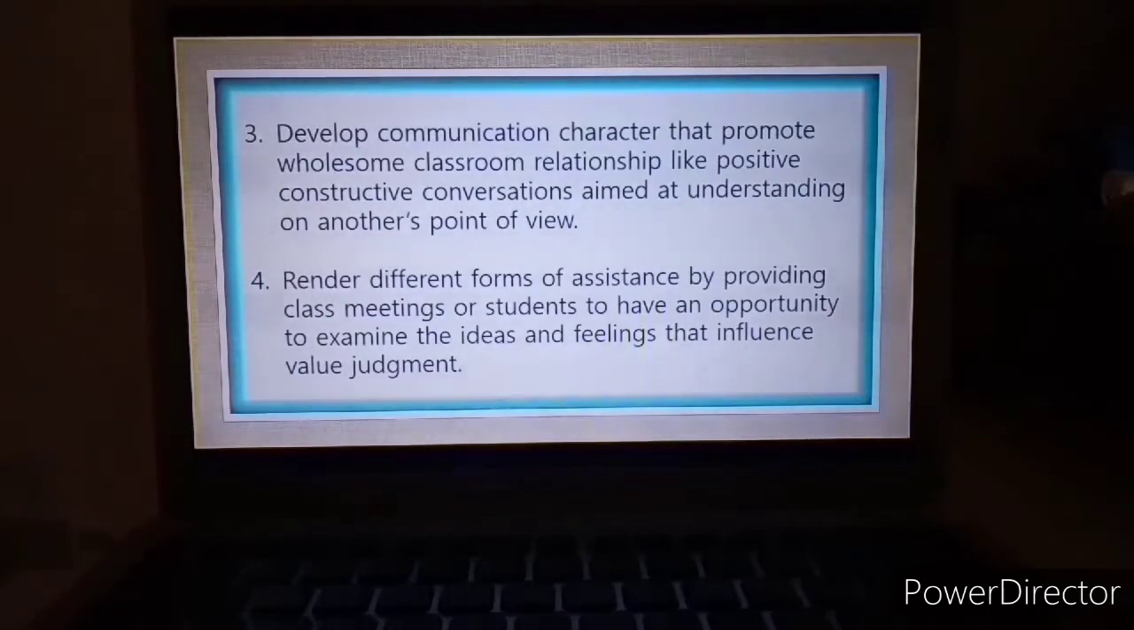So that's the important role of a teacher: to facilitate different students to conduct a meeting, a weekly meeting, to know the different opinions, feelings, or other points of view of their students.